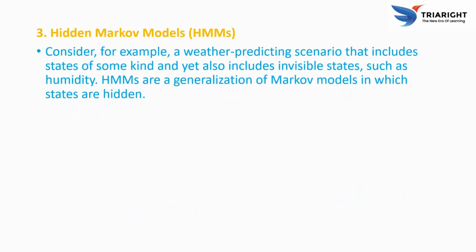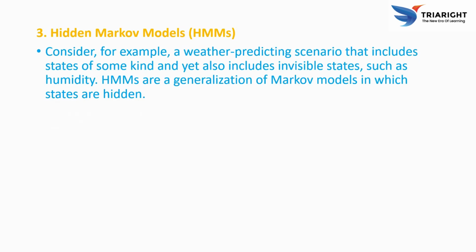So we have the hidden Markov model, which we call HMMs. Consider, for example, a weather prediction scenario that includes visible states and also includes invisible states such as humidity. HMMs are a generalization of Markov models in which some of the states are hidden or invisible.